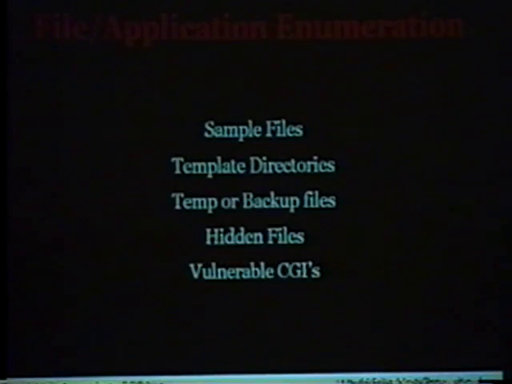So file application, as I said, will give you access to sample files, template directories, temp or backup files, hidden files, or vulnerable CGIs. Temp or backup files is an important one. Sometimes, when using VI or a number of text editors, you'll have a temp file or a swap file that's also created with the executable. So you'll be able to get the source of a web application just by searching for the temp files, depending on the platform. That's why you did all your previous discovery.